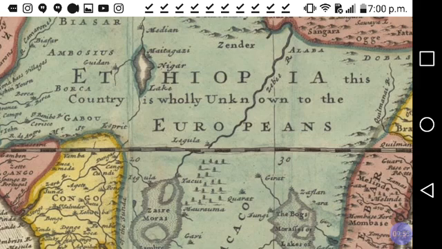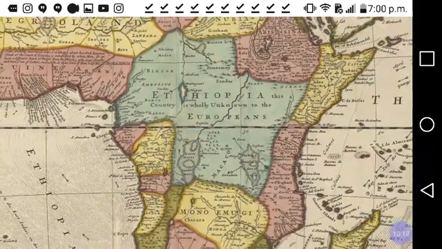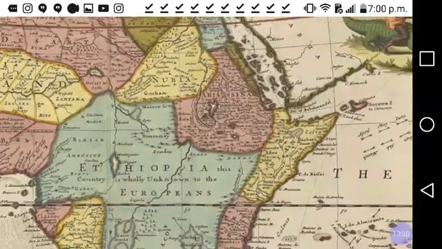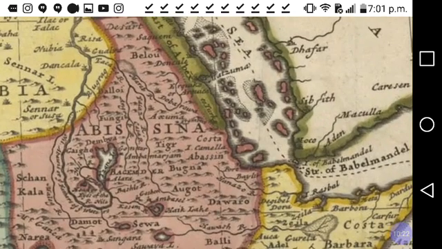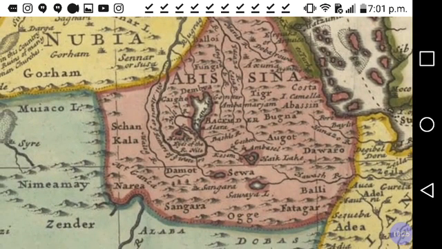Here we have Ethiopia. It says this country is wholly unknown to the Europeans. Isn't that interesting? This country, which country? Ethiopia. Now, let's note where this territory is located on this 1710 map. As we zoom out, once again, going more to the east, we have a country that is called right here Abyssinia. Interesting.